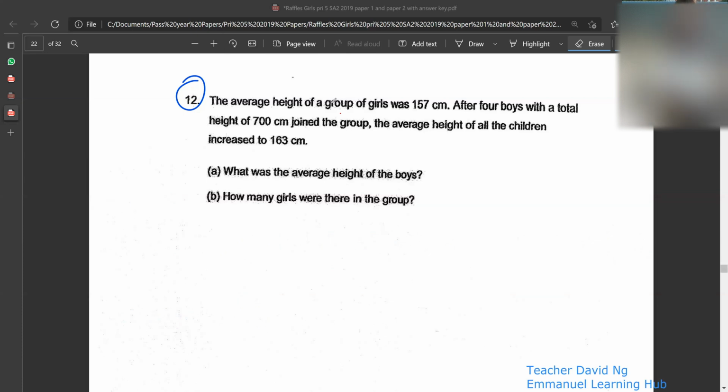Okay, the average height of a group of girls was 157. Okay, average height of a group of girls is 157. Okay, I'm going to use algebra to do.